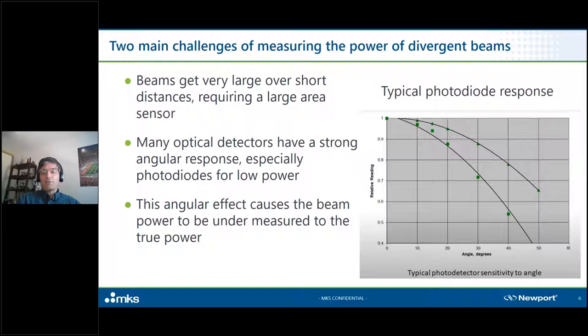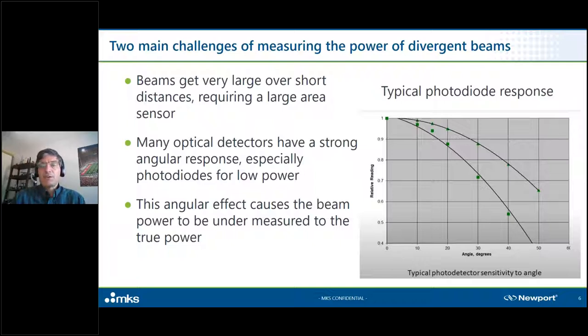On the right, you can see a graph of typical, I think this is silicon. I think it's a couple different types of silicon, but material is not so critical. This is typical of photodiodes. You can see if the divergent angle is 30 degrees, the relative reading is reading 30% lower, and even at 40 degrees, which is not unusual in divergent lasers, you're almost down at half the responsivity with one particular material.